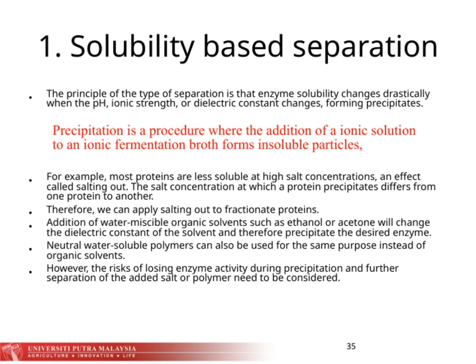It's important to note that the salt concentration at which a protein precipitates varies from one protein to another, which allows us to use salting out as a way to selectively fractionate proteins. We can also induce precipitation by adding water-miscible organic solvents such as ethanol or acetone. These solvents change the dielectric constant of the solution, which can cause the target enzyme to precipitate out. Additionally, neutral water-soluble polymers can be used for this purpose instead of organic solvents.